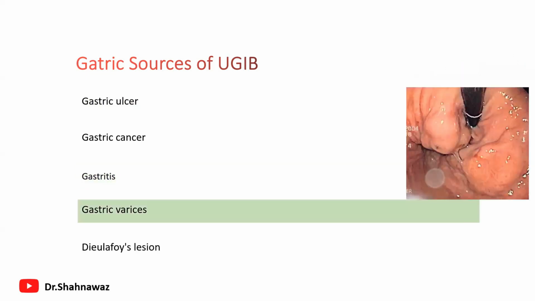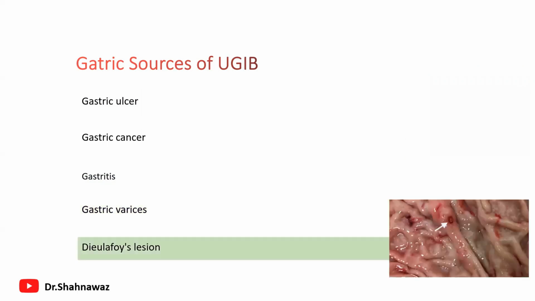The gastric varices, the inflamed submucosal veins, could be the cause of bleeding in the stomach, and the duodenal lesions that you see, where there is a white arrow.